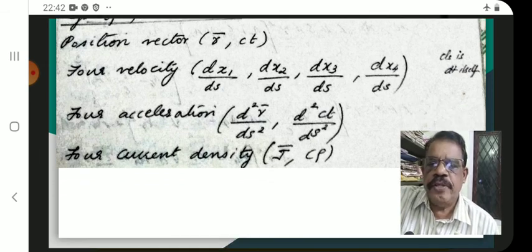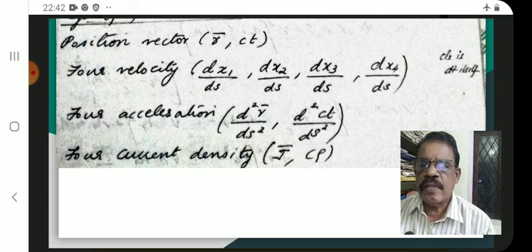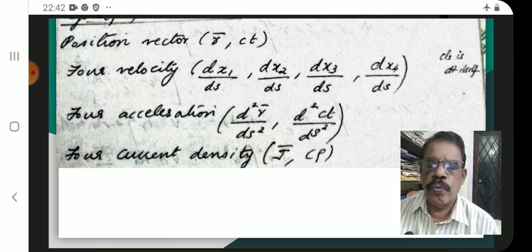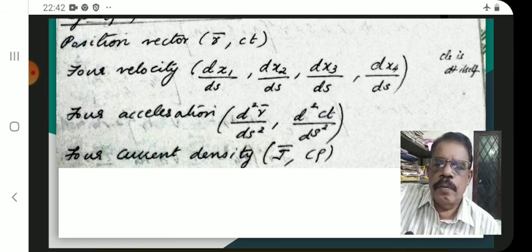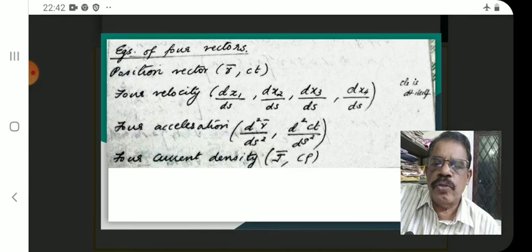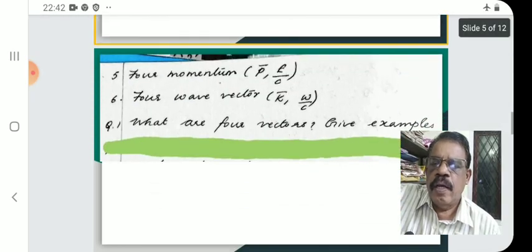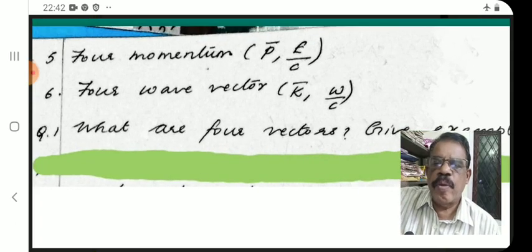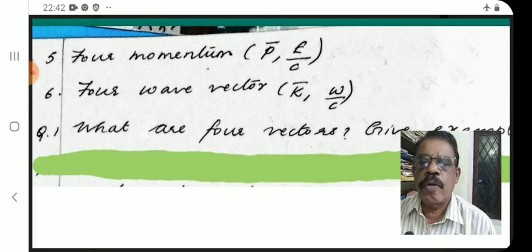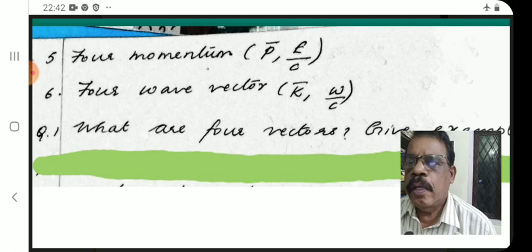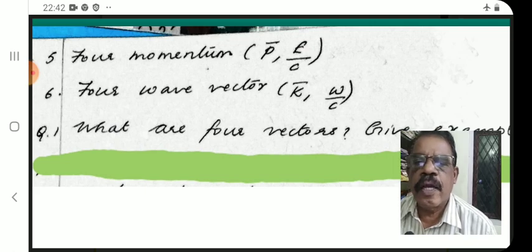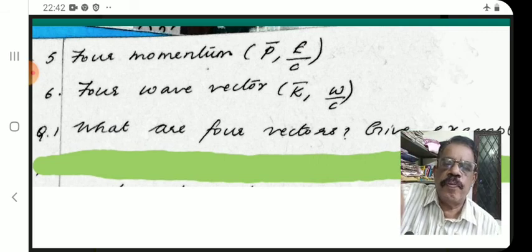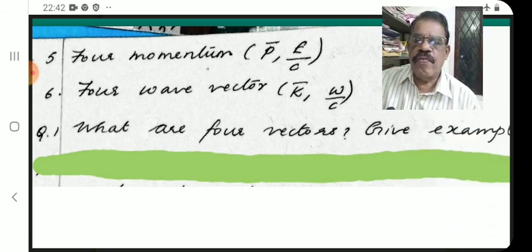For current density, j, 0, c into rho. Rho is volume charge density. Next comes another example of four vector. For momentum, p vector, e by c vector. Number 6, for wave vector, k, omega by c. And the question is, what are 4 vectors?